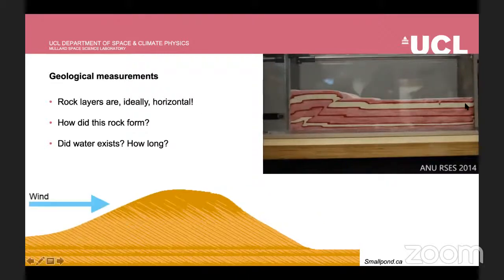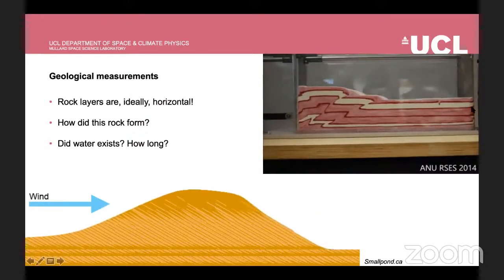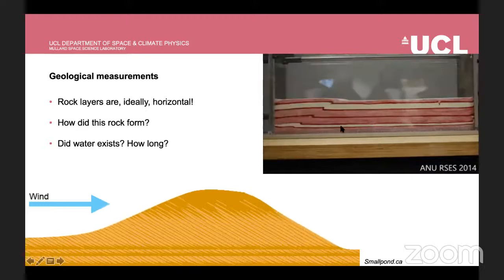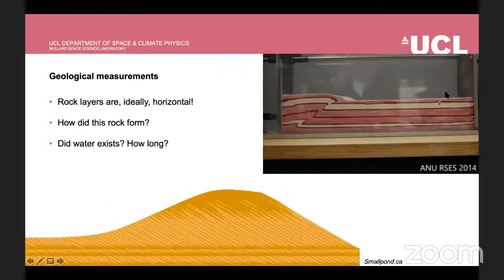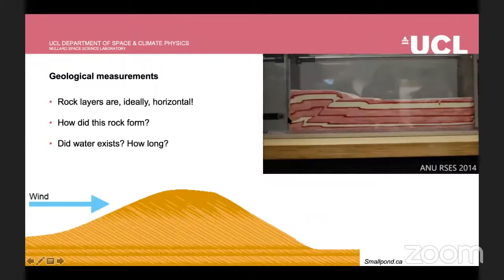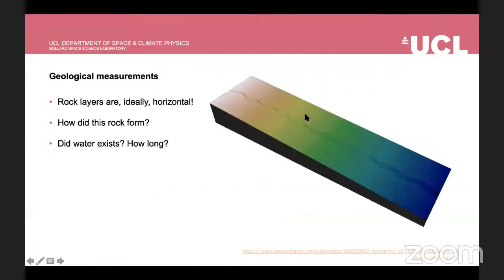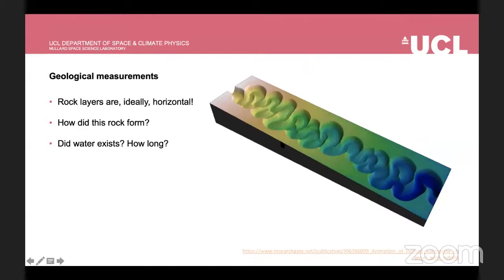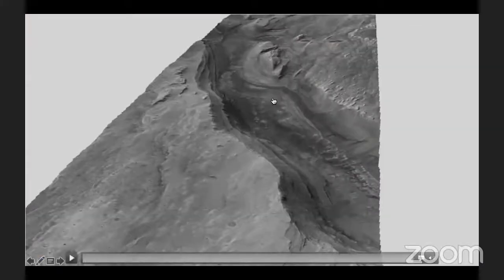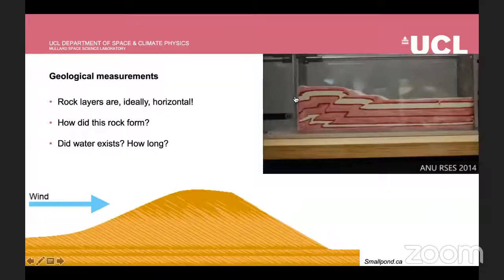And because they're ideally horizontal, the oldest rock should be at the bottom and the newest rock should be at the top. If you cut through this, and here's an animation of a river channel forming, and you're seeing these layers form, you're going deeper and deeper into the older rock. So we want to study all the layers down here all the way through the top, and that can give us a really good snapshot over time of how Mount Sharp formed.